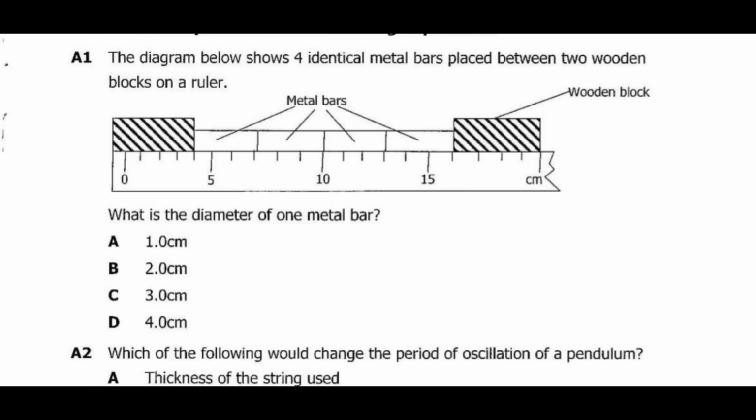Question 1. The diagram below shows 4 identical metal bars placed between 2 wooden blocks on a ruler. Okay, then the question is, what is the diameter of one metal bar? So how can we answer this particular question? So let's look at this. So we know that the shaded area indicates the wooden block. Then this is our first metal bar, second metal bar, third. Then we have our fourth metal bar. Now we want to find the diameter of one metal bar.